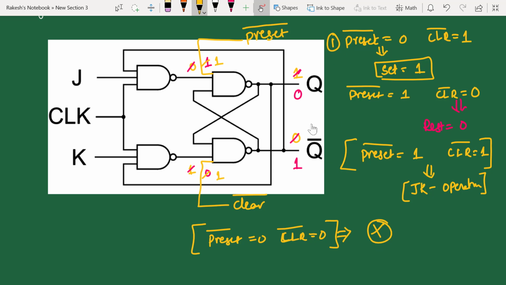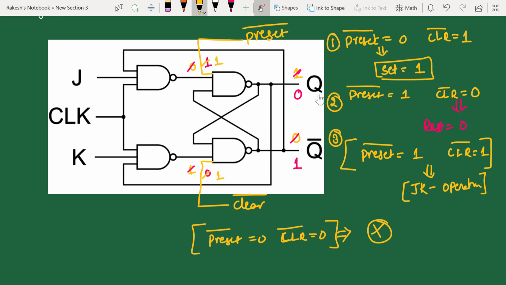We use only these three. One is when you apply preset 0 and clear 1, it is going to set your output to 1. Second, you apply preset 1, clear 0, it is going to clear the output. When both are 1 1, it is going to work as a JK flip-flop and your output depends upon the present input. These asynchronous inputs will be useful whenever you want to clear the registered data which is already available on the output side. So this is all about asynchronous inputs to the JK flip-flop.